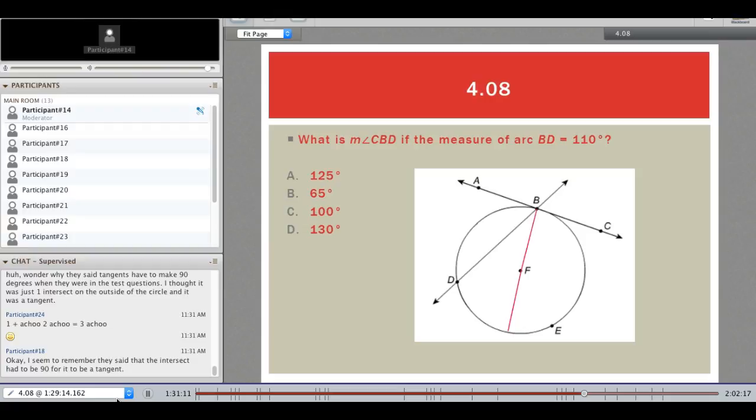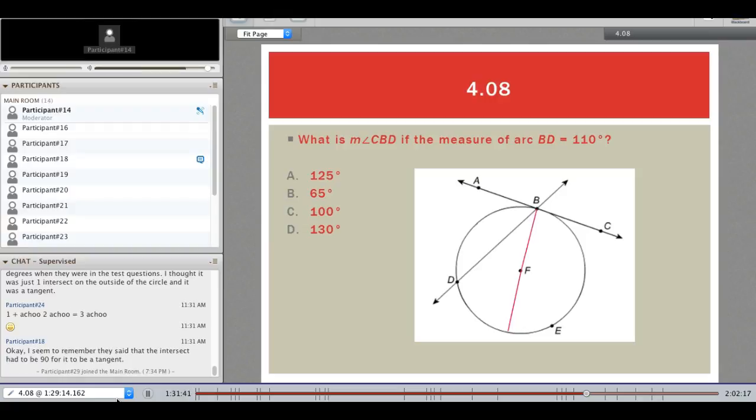Gotcha. Yeah, and Devin, if you find that, maybe let me know, because since we hadn't really talked about chords and tangents at that point, they might not have put that in there. But that is definitely something important to note. So the tangent is always going to be 90 degrees to the radius or the diameter. But if it's another chord, then you would use the formula a couple screens back. Good clarification, though. That's great.